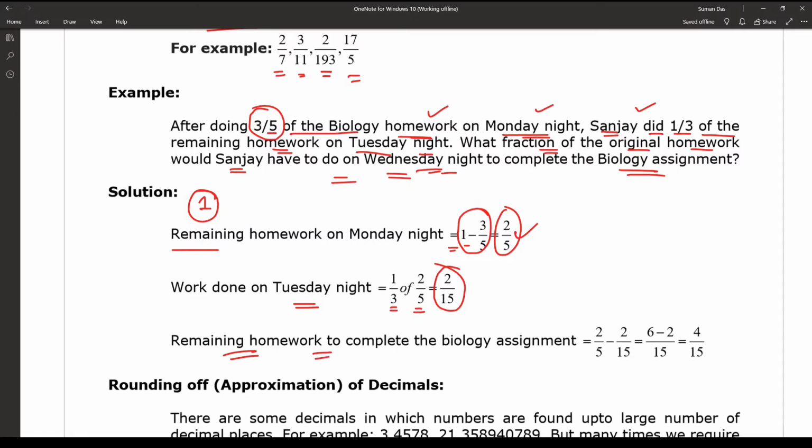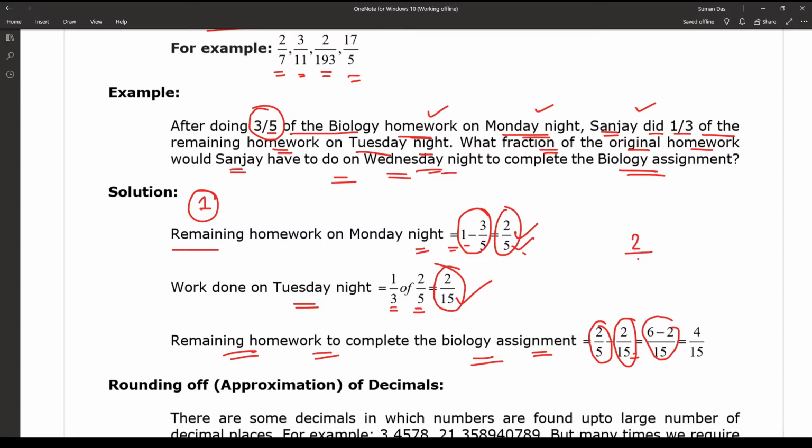So the remaining homework to complete the biology assignment is 2 by 5 minus 2 by 15, because 2 by 5 was the remaining homework after Monday night, and on Tuesday night Sanjay did 2 by 15. So the remaining homework for Wednesday night is 2 by 5 minus 2 by 15, or 6 minus 2 by 15, which is equal to 4 by 15.